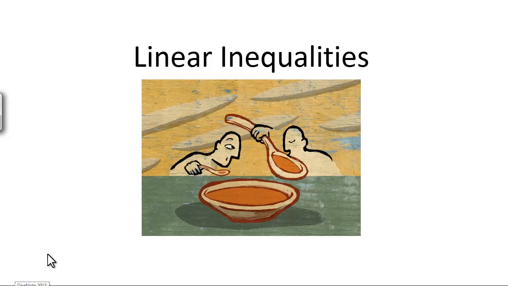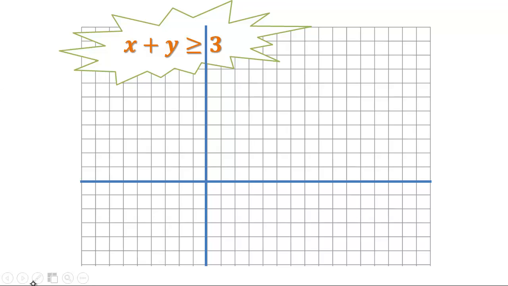This lesson is on linear inequalities. Let's consider the inequality given here: x plus y is greater than or equal to 3. What this tells us is we want to somehow represent on this graph all the points that, when the x and y components are added together, the result is greater than or equal to 3.